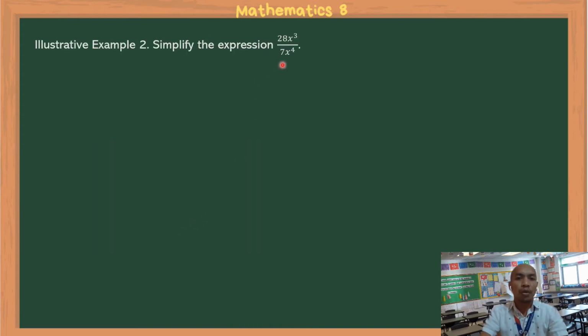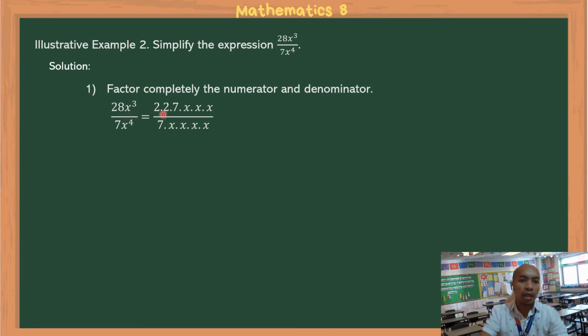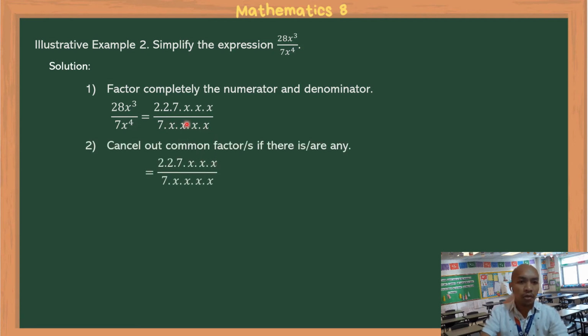Example number 2. 28x to the power of 3 all over 7x to the power of 4. So the prime factor of 28 is 2 times 2 times 7. So x to the power of 3, we are going to multiply x by itself three times. 7 is already prime, we just copy. Then the factor of x to the power of 4, so there are 4 x's. 1, 2, 3, 4. So notice the common factors. In the numerator and denominator, with respect to the constant, the common factor is 7. So we will cancel them because their quotient is equal to 1.